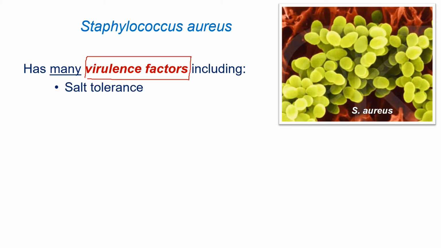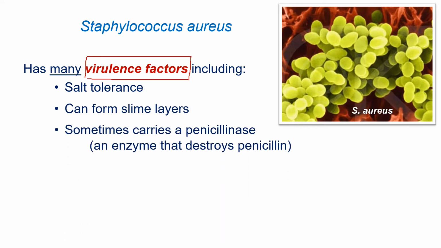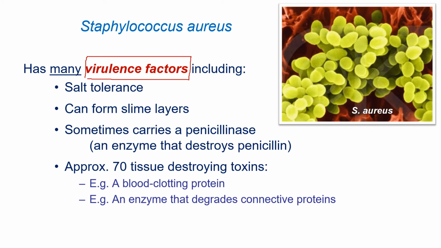It has salt tolerance, so it can survive on your skin. It can form slime layers and biofilms. Sometimes it carries a penicillinase, so that's an enzyme that makes it resistant to penicillin. And it has somewhere around 70 toxins and enzymes that help it to invade and destroy tissue. So things like collagenases that help it to invade connective tissues and so on.